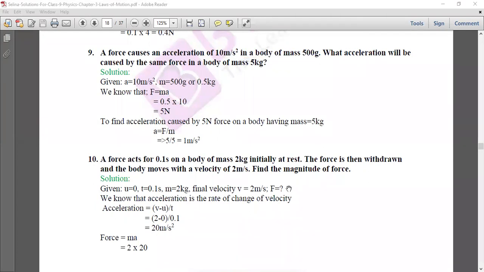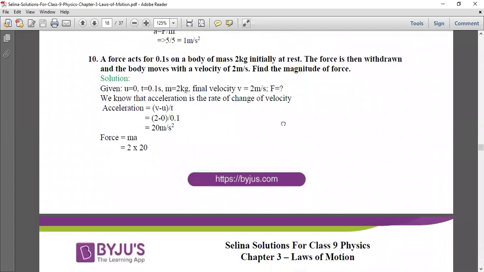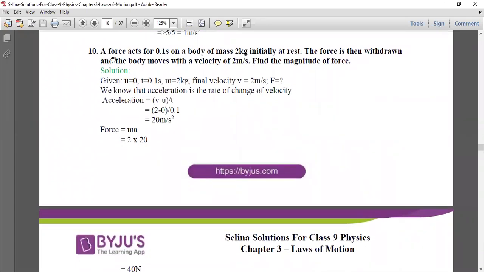Okay, so next we'll go to the 10th numerical. Here you see a force acts for 0.1 second on a body of mass 2 kg initially at rest. So write down u is equal to 0, because initially at rest means the initial velocity is 0. t is equal to 0.1 second, and m is 2 kg. The force is then withdrawn and the body moves with a velocity of 2 meter per second. Find the magnitude of the force.